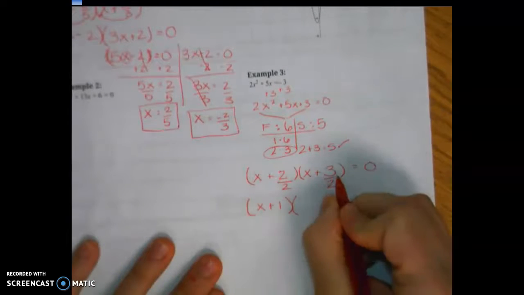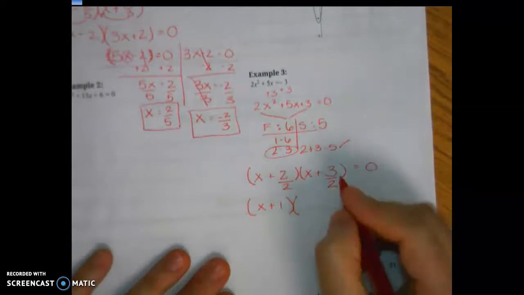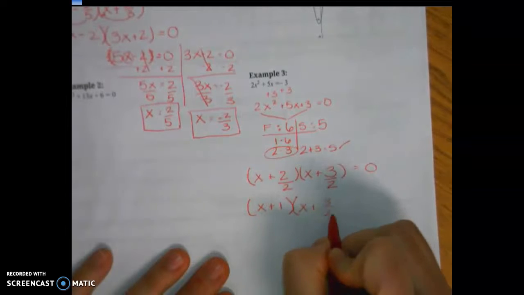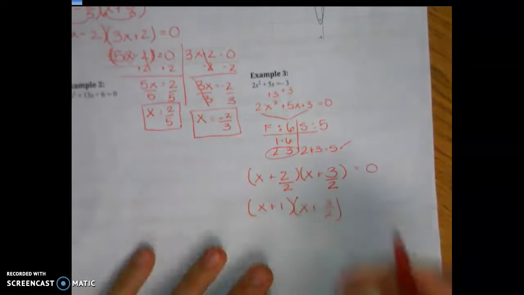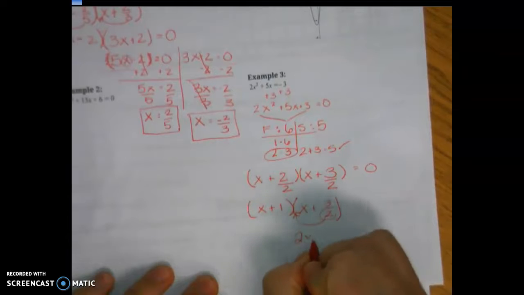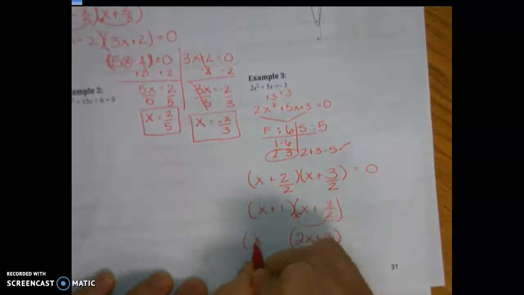And then this binomial, if you do 3 divided by 2, you're going to get a decimal. So I'm going to leave it as the fraction 3 over 2. We don't like fractions, so we're going to bottoms up, take this number and put it over here. So this becomes 2x plus 3. And I'll bring down this factor, x plus 1.